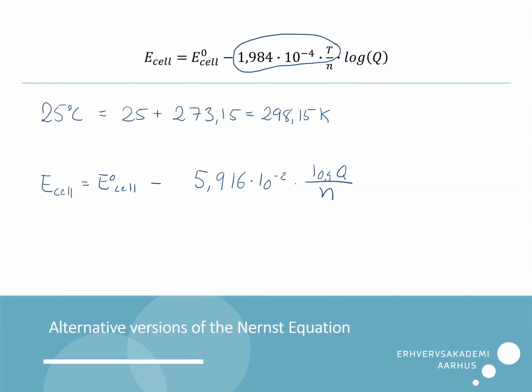This form of the equation only has three unknown terms which we must supply in order to calculate E cell, namely Q, n, and E naught cell. On top of that, we use log Q instead of the natural logarithm. But remember, this version of the equation is only valid if the temperature is 25 degrees Celsius.